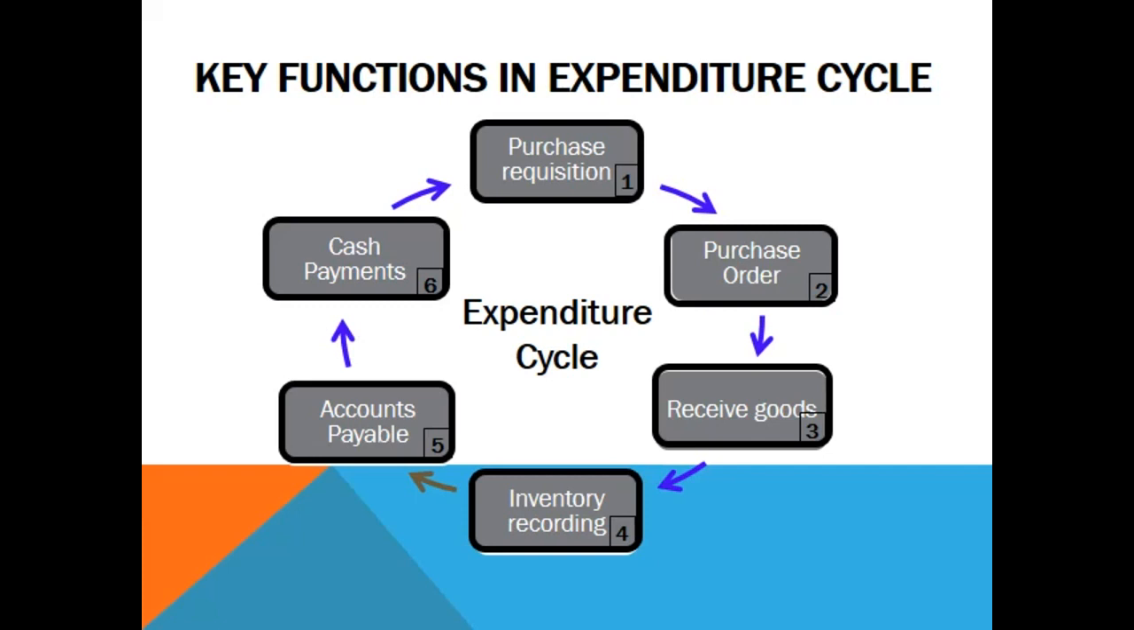Hence, we will split the expenditure cycle into two phases for better understanding. One will be the purchaser system that starts from the purchase requisition all the way to accounts payable, and two, the cash payment system.